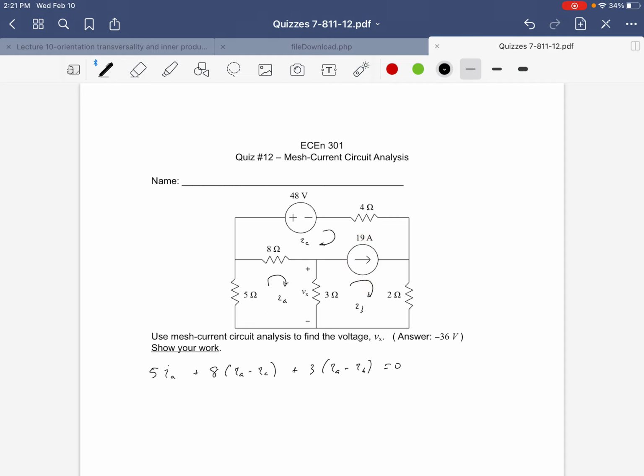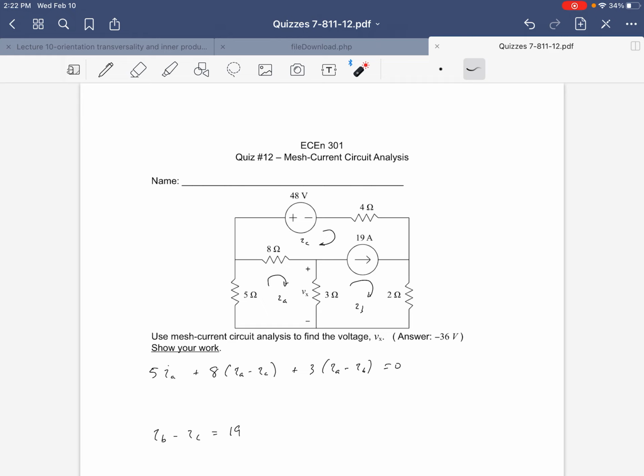This current source gives us our third equation because we know that, in other words, IB minus IC has to equal 19 amps. Right? So we have this expression, IB minus IC has to be the 19 amps. So that gives us our third equation.